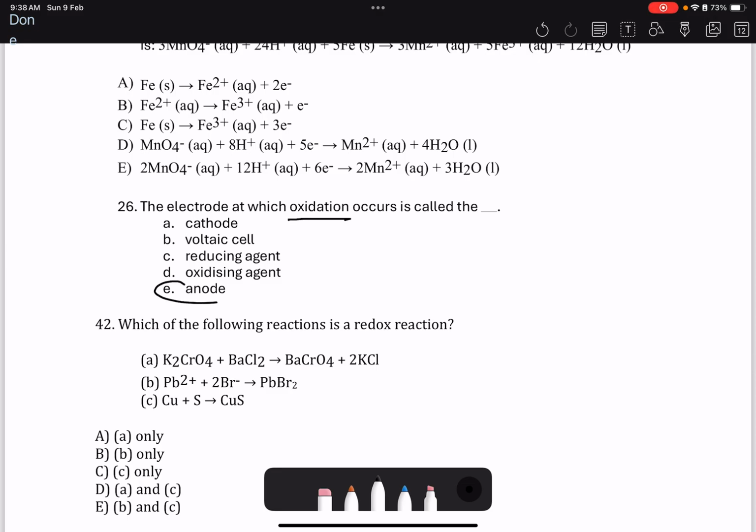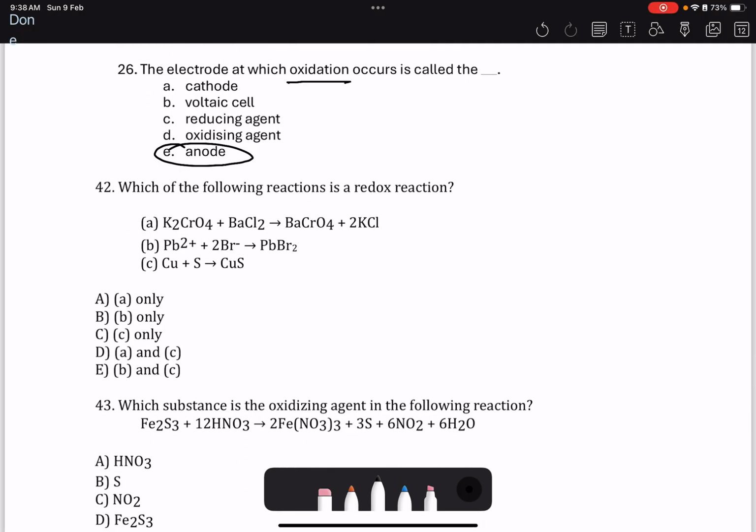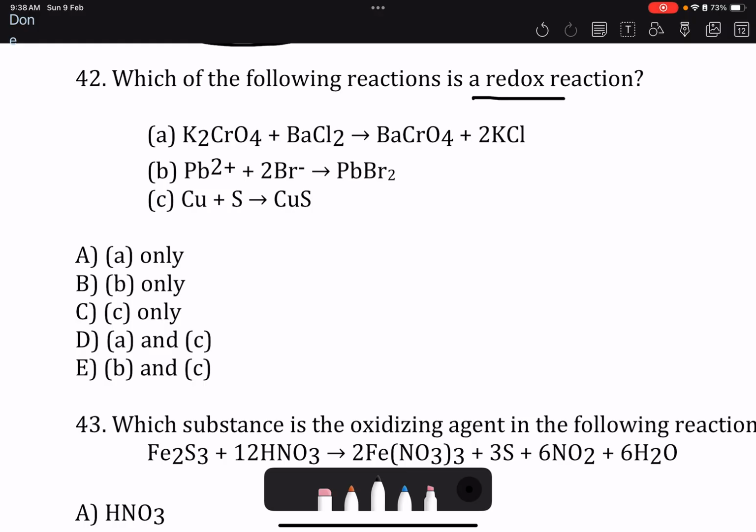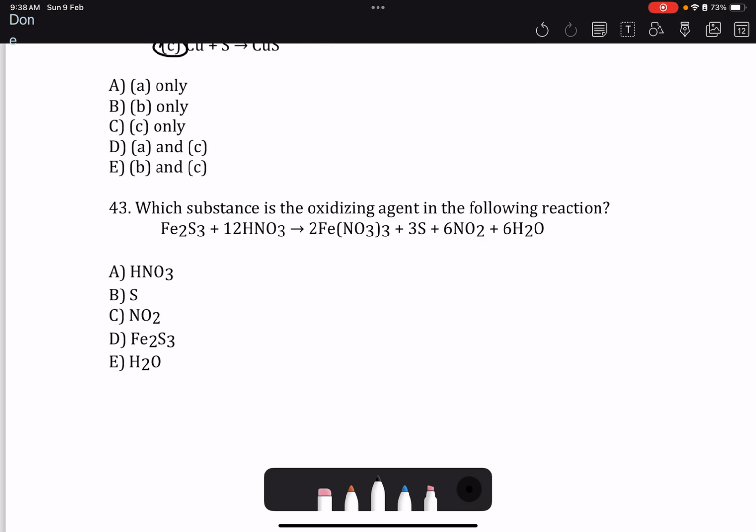Oxidation occurs at the anode. Here you just need to find which one is a redox reaction. You just have to see in which equation I have a change in the oxidation states. This is just exchange of electrons. Nothing is happening. So A is not a redox. Same thing, 2 plus, and Pb is 2 plus over here. Br is minus, and Br in a compound is minus. So the only change occurring is in C.